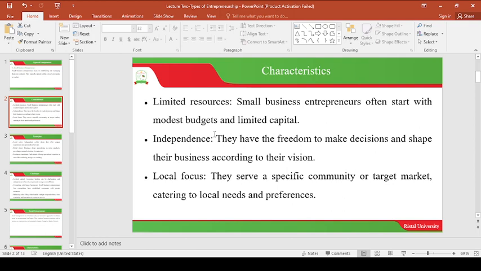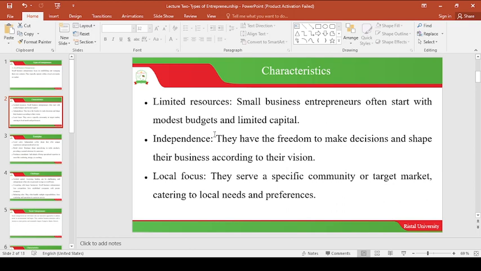Typically, we use our savings or our personal assets. You can sell them if you have a piece of land or any other asset to start the business. So therefore, the capital to start that business is very limited. You don't have much capital.